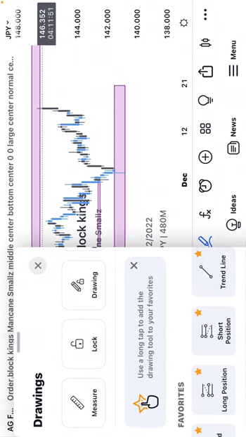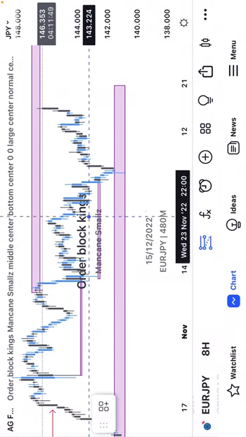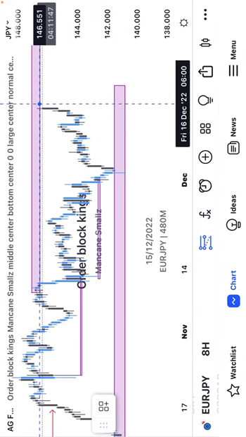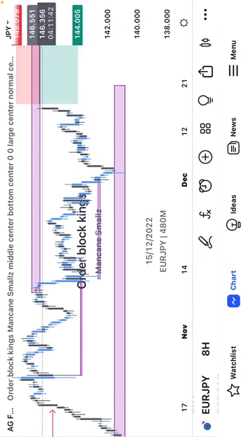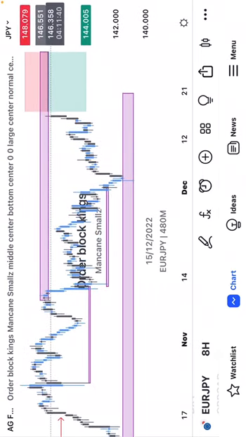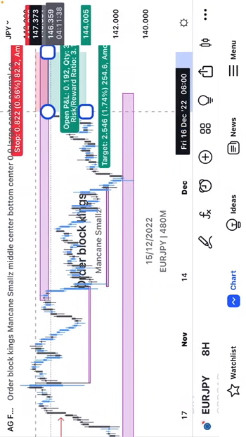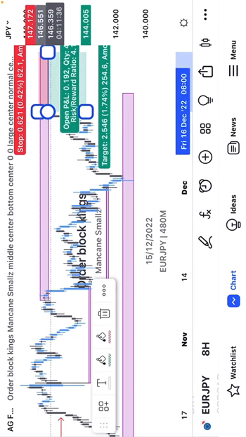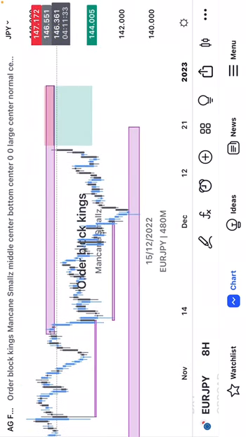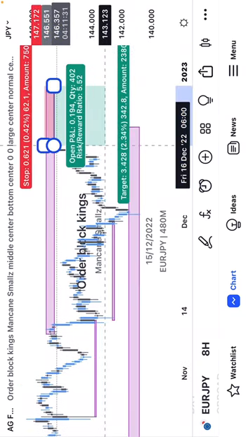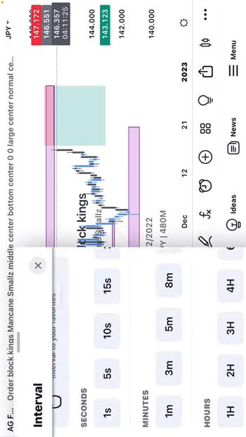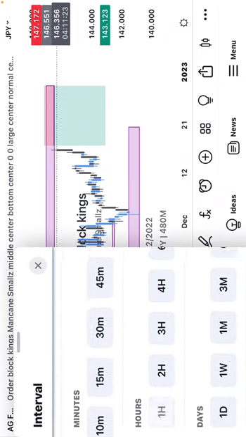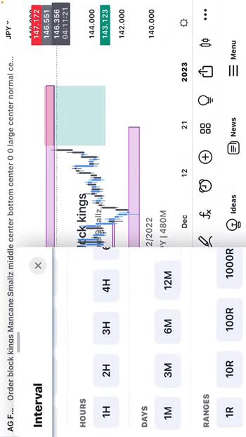So EURJPY now on 8-hour, I'm going to wait for them to create a break of structure on lower time frame. I'll wait for my lower time frame to give me confirmation in order for me to sell it from that H8 order block.